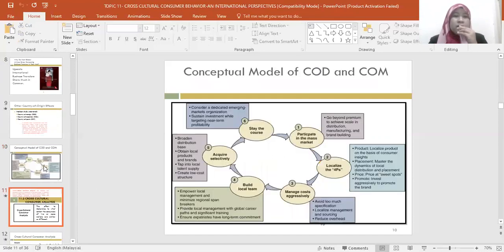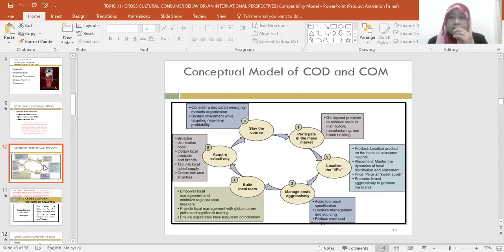Okay, so we're moving to the next one, the conceptual model of COD and COM. The first one they say here is what the countries mostly are used to. Number one, they will participate in the mass market. They will go beyond the premium to achieve the skill in distribution, manufacturing, and brand building. Because in the mass market, mostly they will do some surveys and some observation.